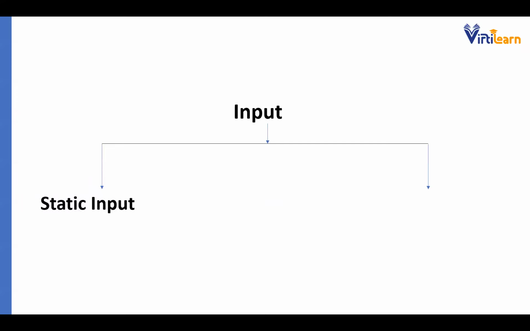Static means fixed input, which cannot change, right? Now, dynamic input. Dynamic means moving or changing every time. The output will be different. So we have static input and we have dynamic input.